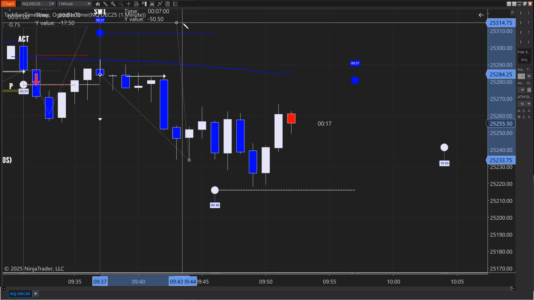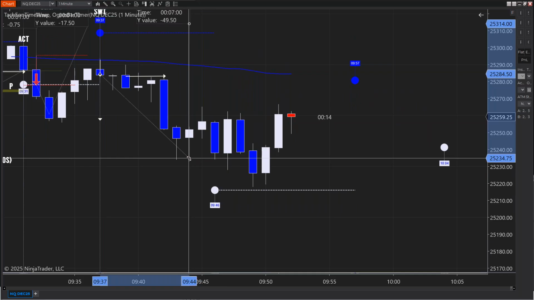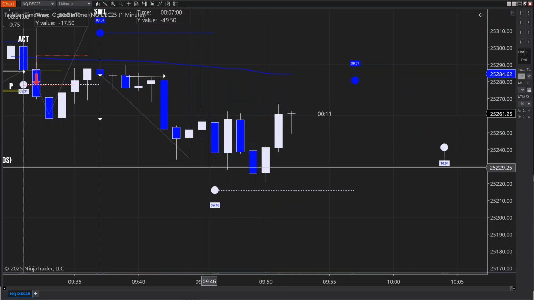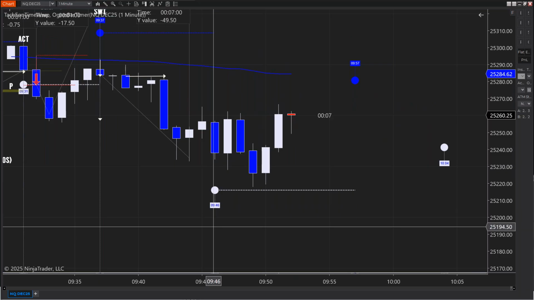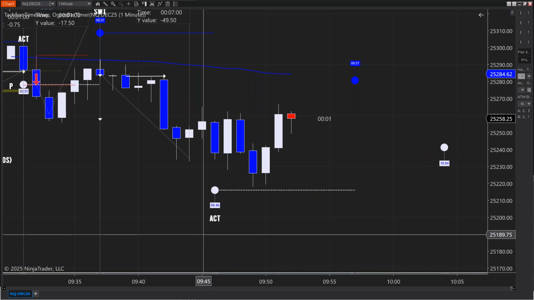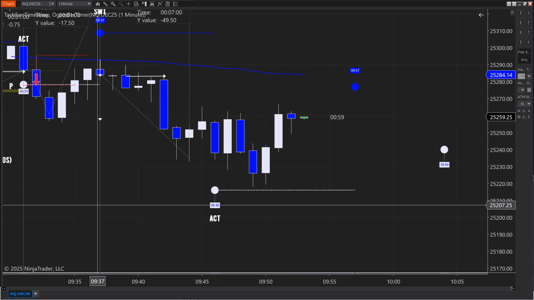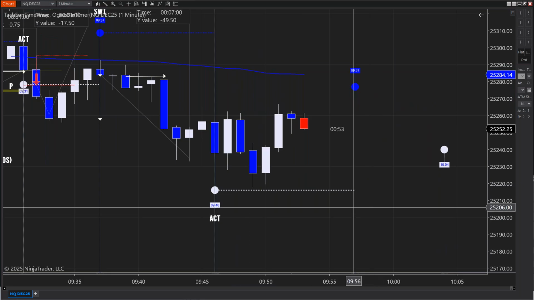Right here. And we'll just make sure it was. Now, at 9:46, this is an aggressive counter trend trade, ACT. Aggressive counter trend trade, it's a buy signal in a downtrend. We know that those are reversals, pivots about 20 to 30% of the time.